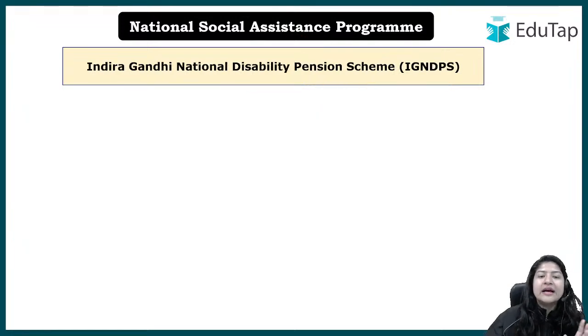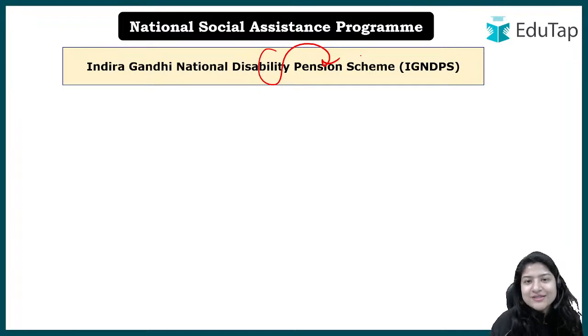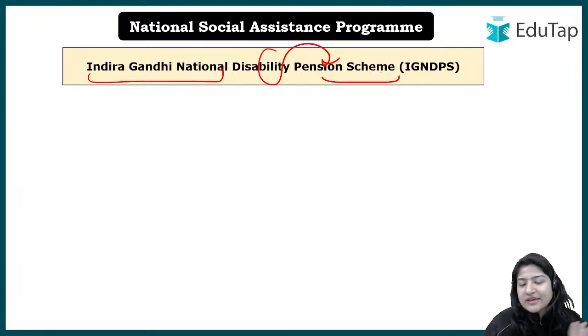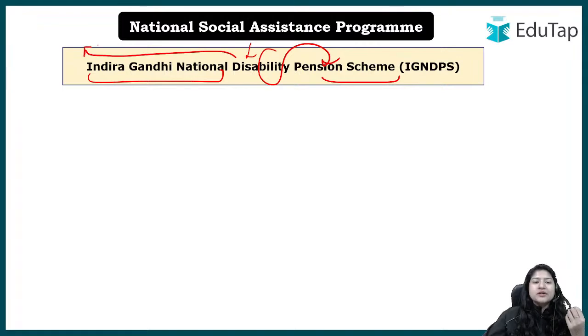Next we have the Indira Gandhi National Disability Pension Scheme, and this is the reason I did not cover this in the previous session, because it would have been more confusing for you. Again, Indira Gandhi National is the same, the pension scheme is the same. Now this talks about disability, for the person who is suffering from disability. Here in disability also there is one condition, that the person should be 80% or above disabled.